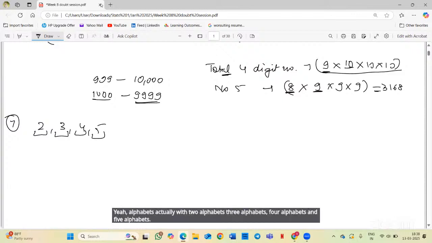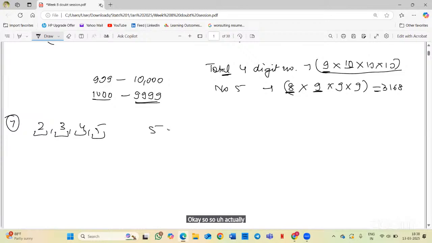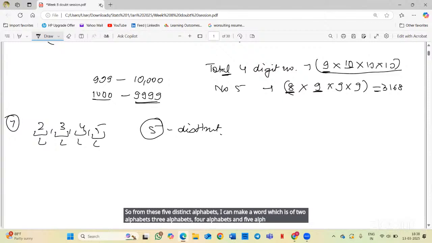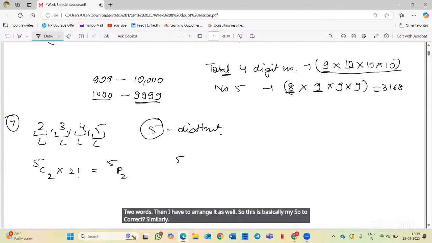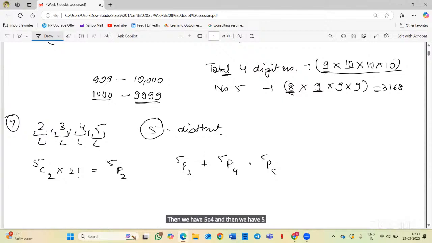Okay. So actually, we have in total five distinct alphabets, correct? Yes, ma'am. So from these five distinct alphabets, I can make a word which is of two alphabets, three alphabets, four alphabets, and five alphabets, right? And repetition is not allowed. So if I'm choosing two alphabets from five distinct alphabets, then I have to arrange it as well. So this is basically my 5P2. Similarly, I have to form words with three distinct alphabets. So it would be 5P3, then we have 5P4, and then we have 5P5. Just add all of them.